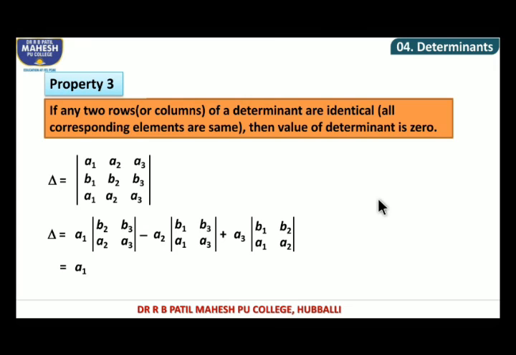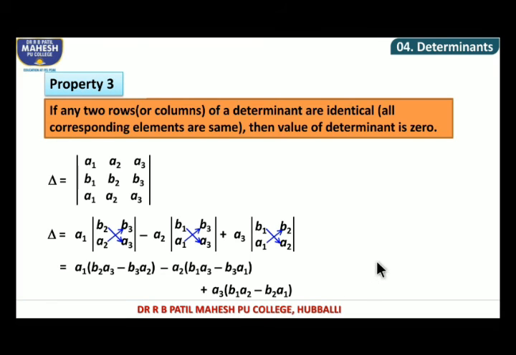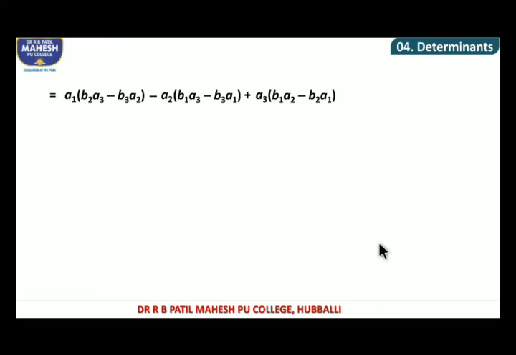Now we can simplify. A1 into the bracket of B2, A3 minus B3, A2, minus A2 into the bracket of B1, A3 minus B3, A1, plus A3 into the bracket of B1, A2 minus B2, A1. Now we get the simplest form of this one.